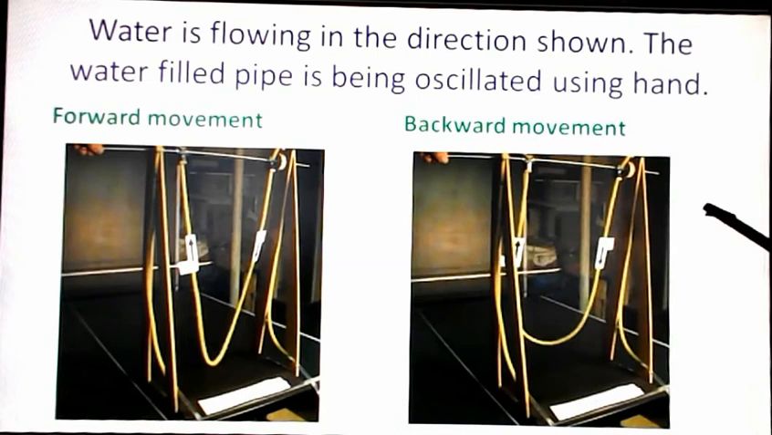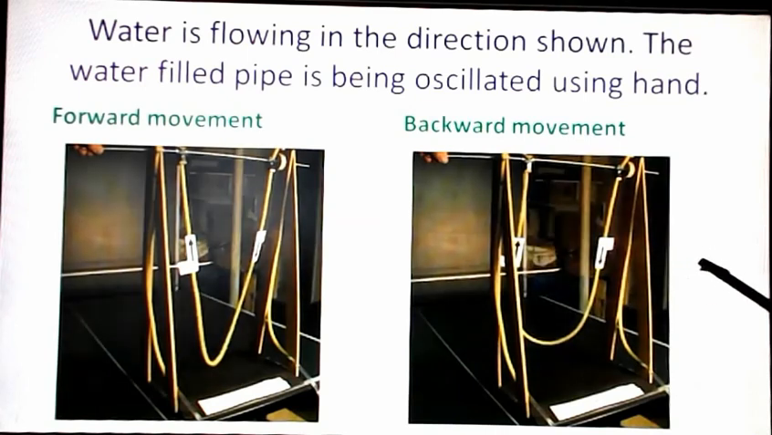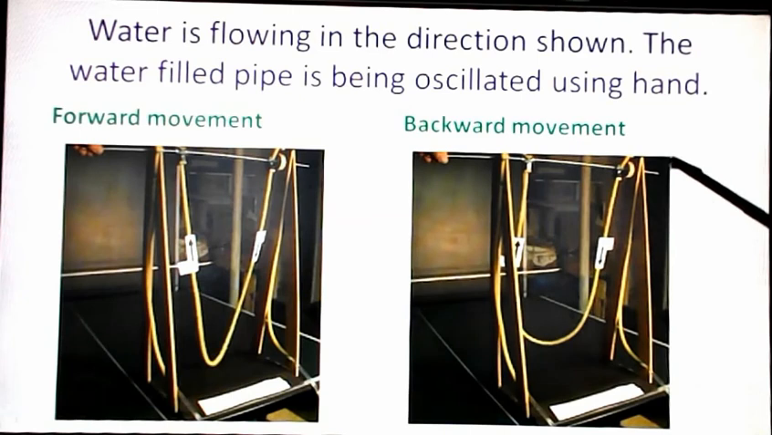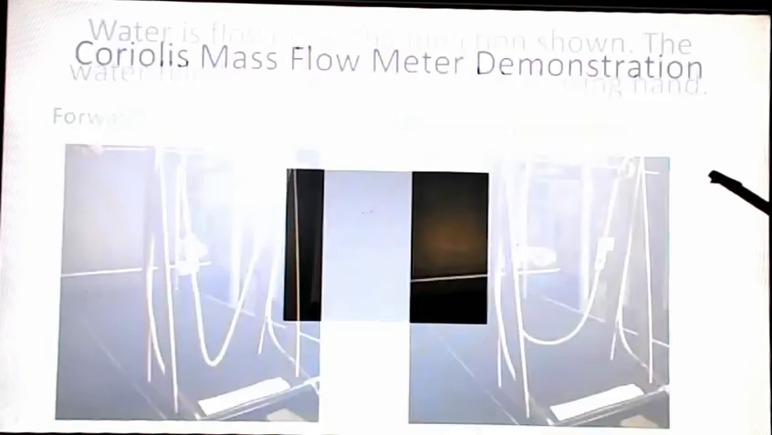In a practical Coriolis flow meter, instead of hand movement, this is being done with the help of an electromagnet. That means forward and backward movement is being done through the electromagnet, and the twist angle is measured with the help of an electromagnetic pickup. Now this demonstration shall be more clear if we see the movie clip in the next slide.